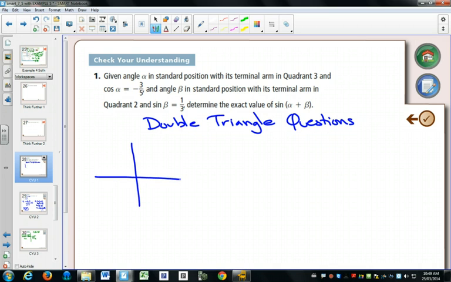So alpha's in quadrant 3. So I draw a triangle in quadrant 3. And I know that cos of alpha is 3 over 5. So the adjacent side will be 3. The hypotenuse will be 5. You can add the negative if you like to, but when I'm drawing a triangle, I'm just thinking about lengths. So if that length is 3 and that length is 5, recognize this triangle. 3, 4, 5. So there's our alpha triangle, and this angle right here is actually the reference angle for alpha.